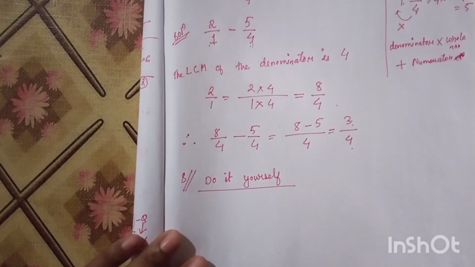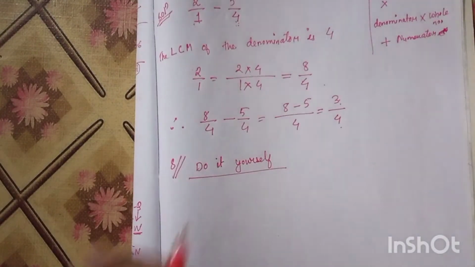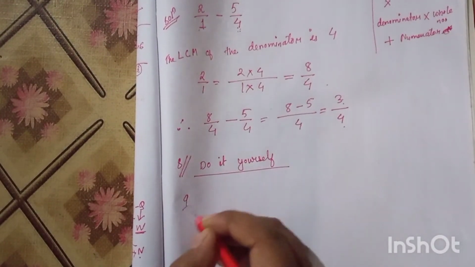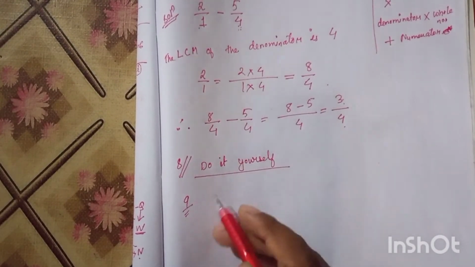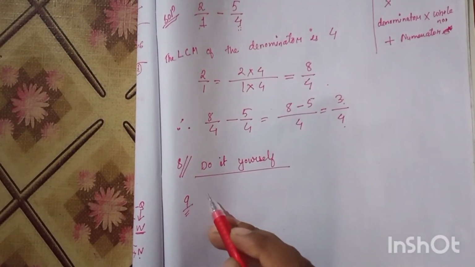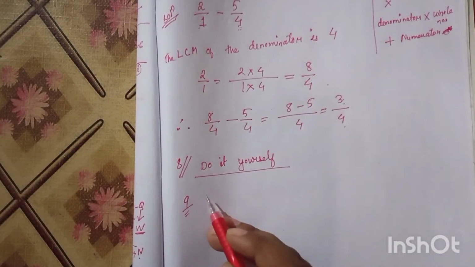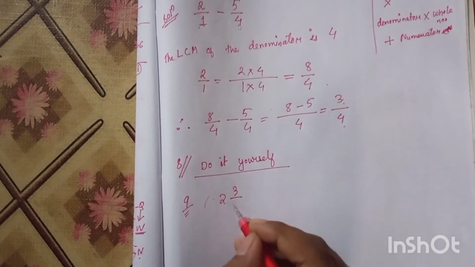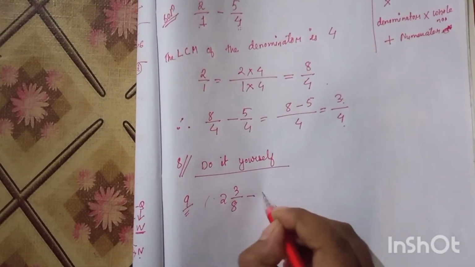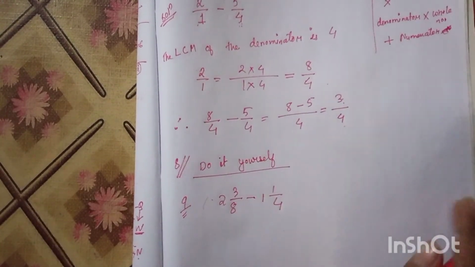Alright, I'm doing question number 9. That is similar to 8, is also similar to 9. But here both fractions are mixed fractions. So look at this properly, so you will understand how to convert a mixed fraction into an improper fraction.